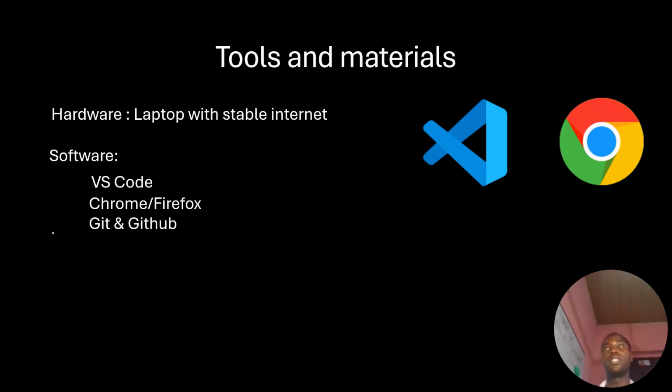Also, we need Git and GitHub. Now, Git is a version controlling system. It's a code version controlling system. And what does that mean?